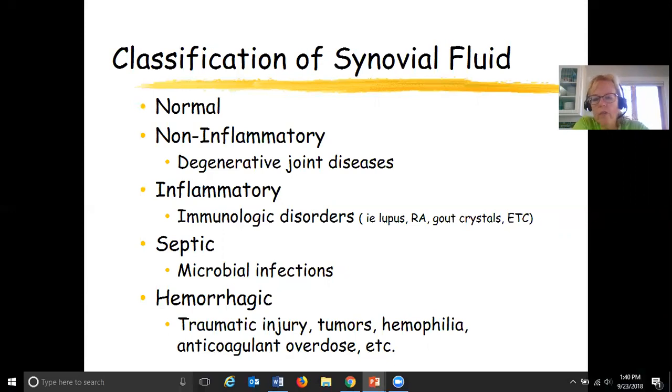You can also have a crystal-induced category where they'll be white and cloudy. 500 to 200,000 white cells, about 90% neutrophils, but you'll also see crystals present, and you won't see a positive culture. So just know that large numbers of white cells, mainly neutrophils, can be due to either crystals or an infection.